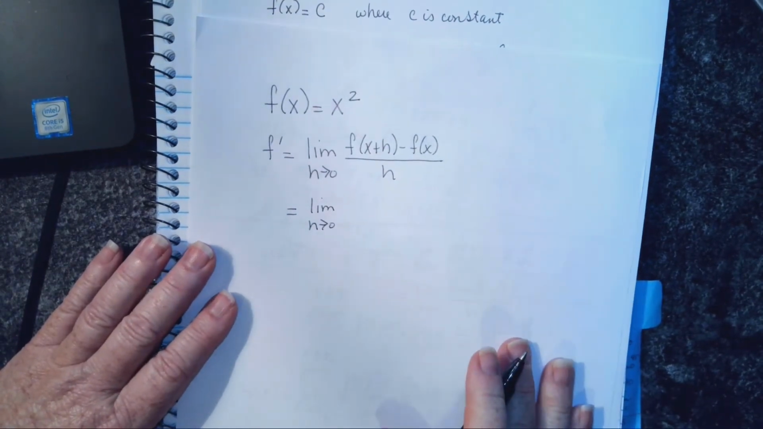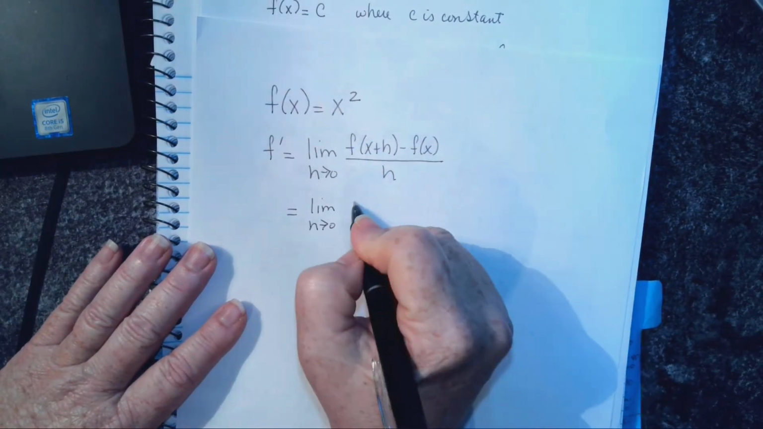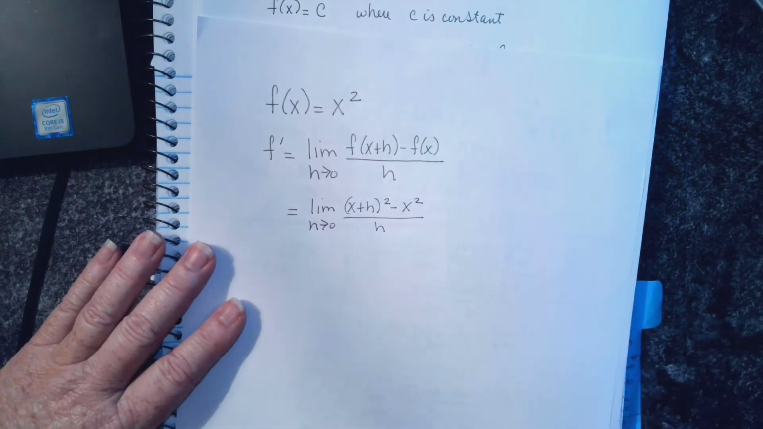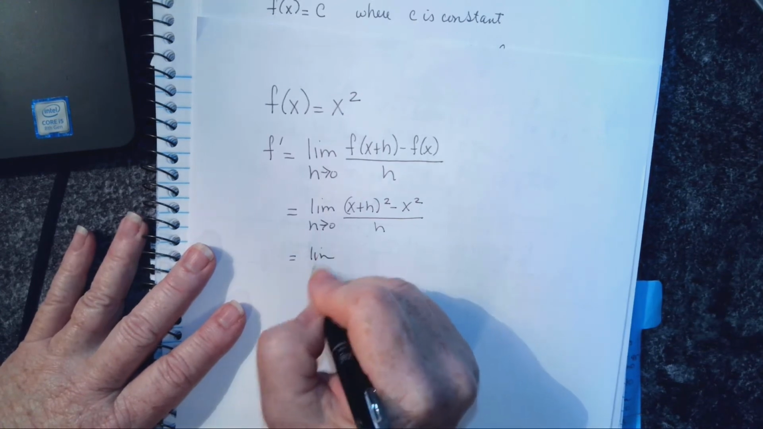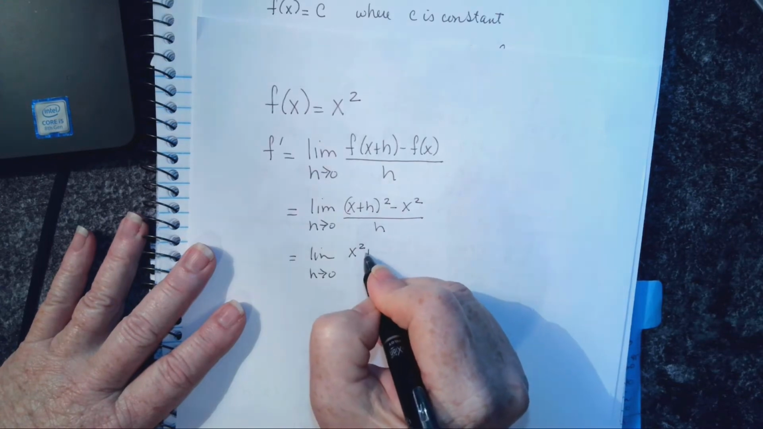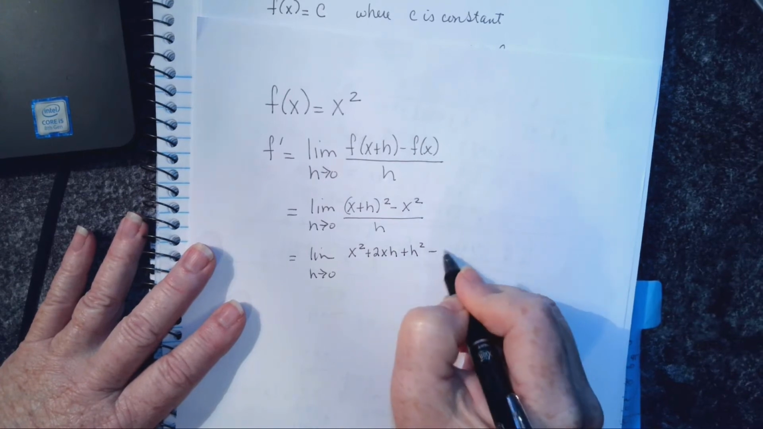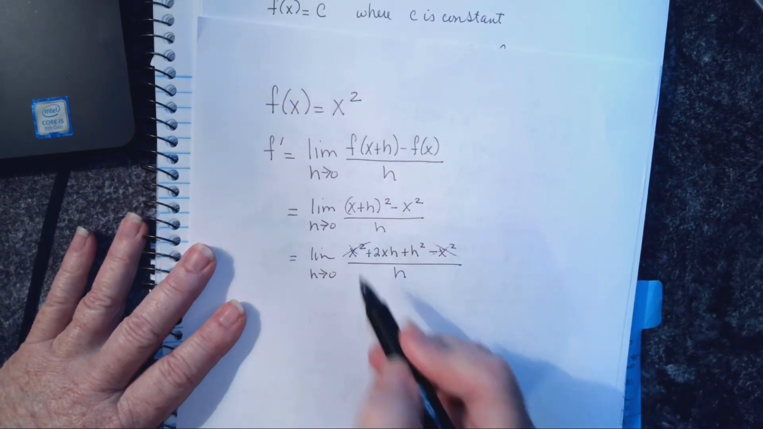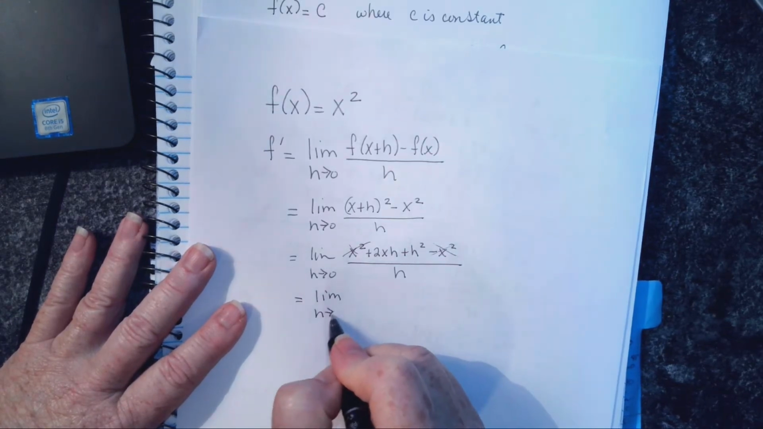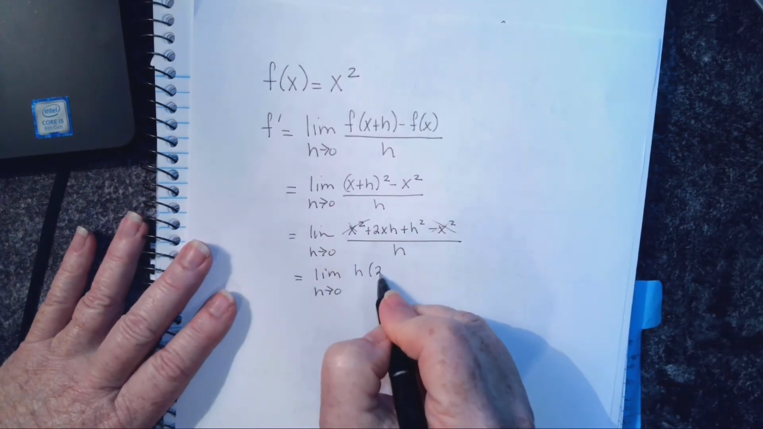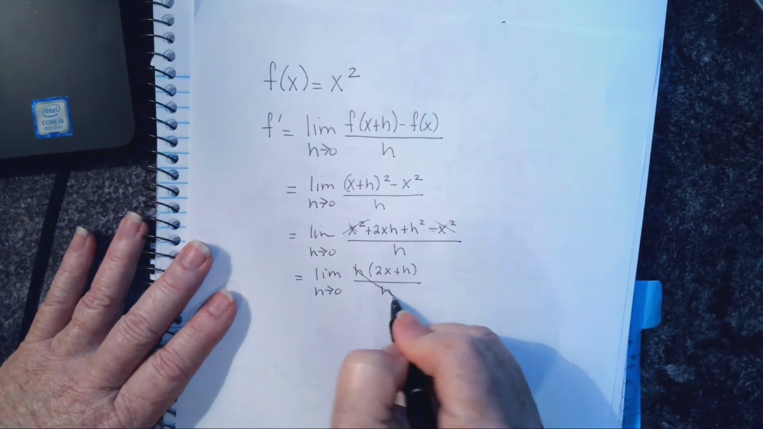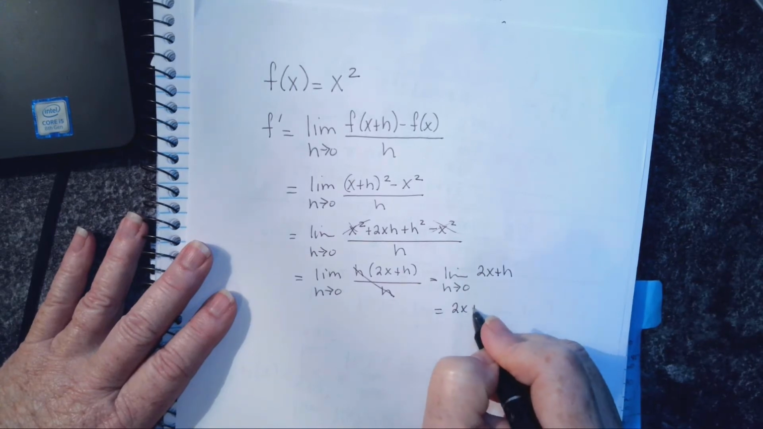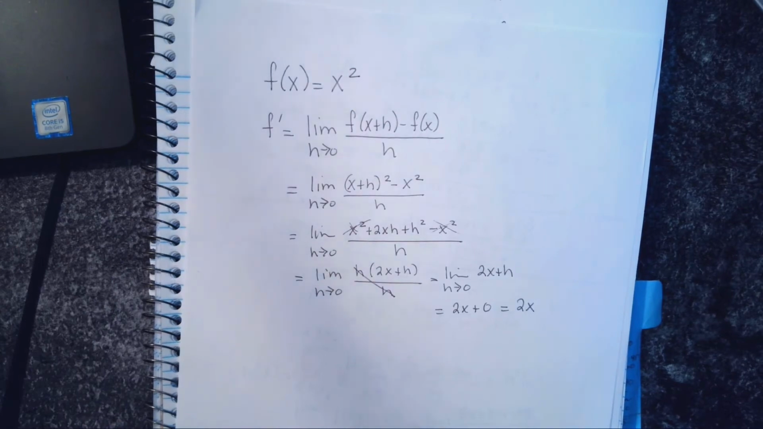We get the limit as h approaches 0 of f of x plus h, which would be x plus h squared, minus f of x, which is x squared, all divided by h, which will equal the limit as h approaches 0 of x squared plus 2xh plus h squared minus x squared all over h. So this guy and this guy would cancel out, and we could then factor an h out of the numerator and get h times 2x plus h over h, and we're left with the limit as h approaches 0 of 2x plus h, which is 2x plus 0, or 2x. Is that what you guys got?